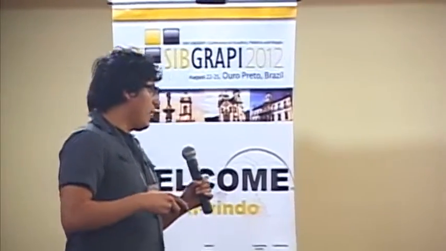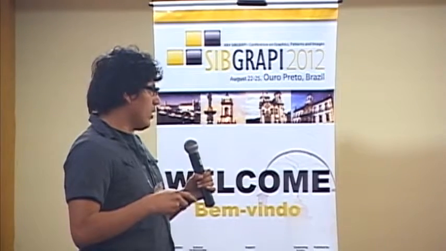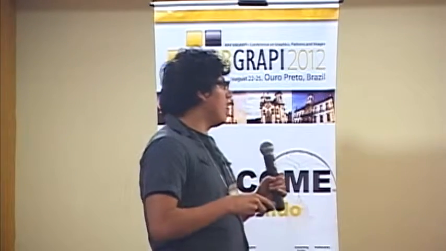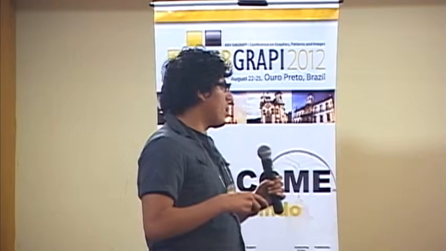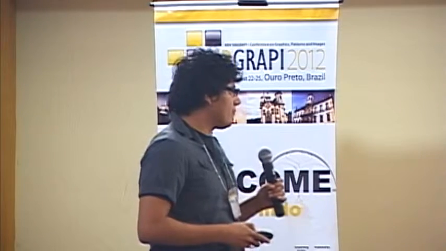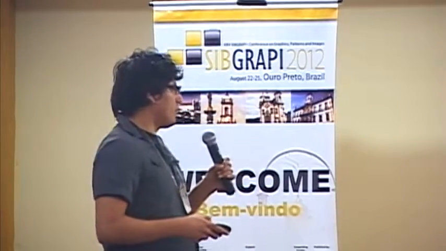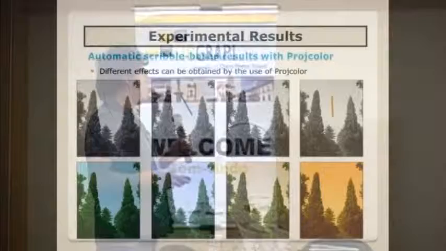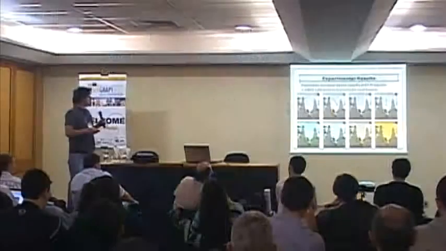After that, we're coloring this image from the result of the multidimensional projection, and the result is a colored image. This is the same image, but in a scribble-based way. In this case, we use a different color in order to highlight the result.